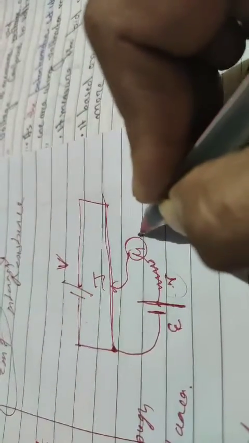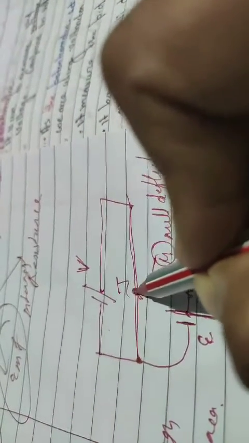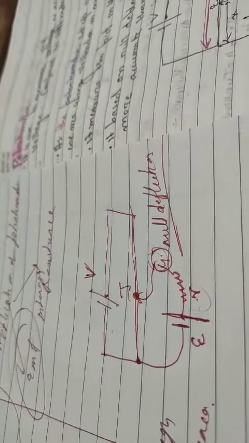And always remember that we have to first see the null deflection. What is the null deflection, students? I have already told you: it is the point where you keep the jockey, and at some point the galvanometer stops deflecting and remains constant. That is a null deflection.